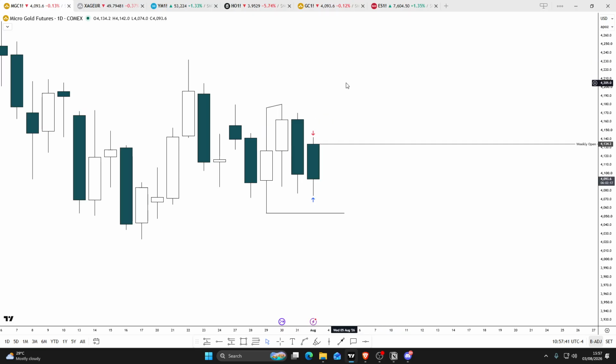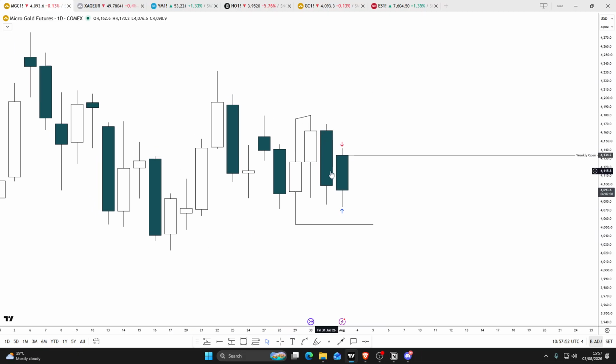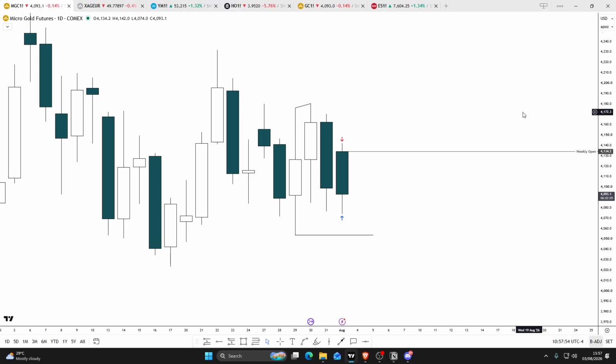So my TP was the previous day low. I still think we'll get down here this week, potentially down here. But just for today, because it offers enough risk to reward, I can just target the previous day low, the easiest objective.